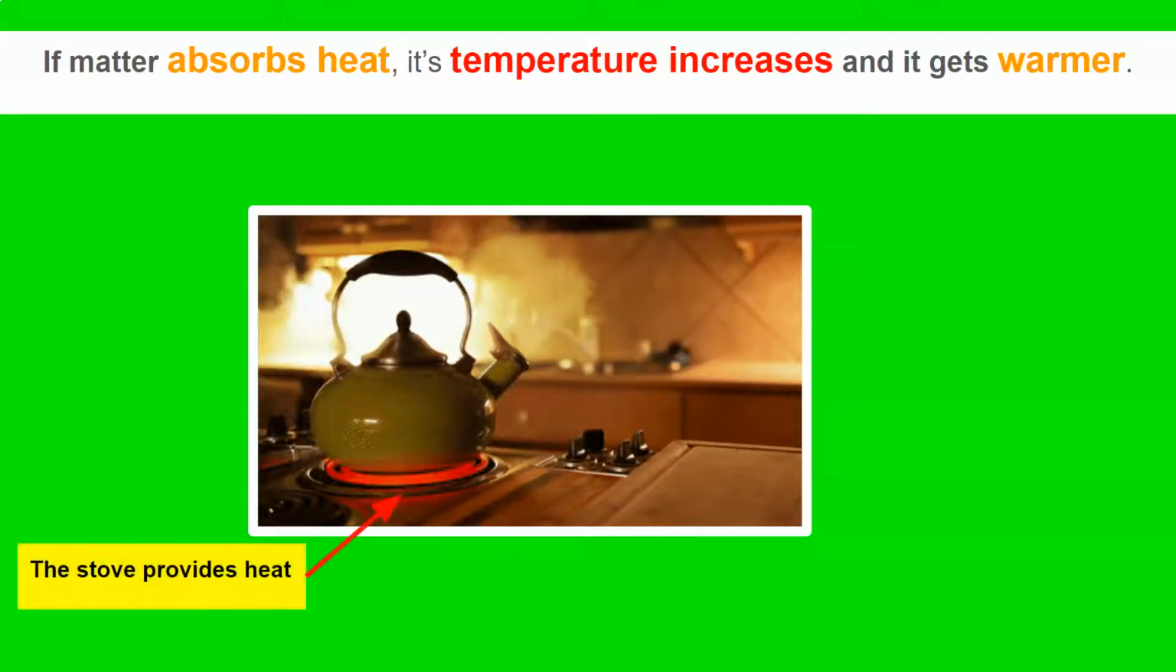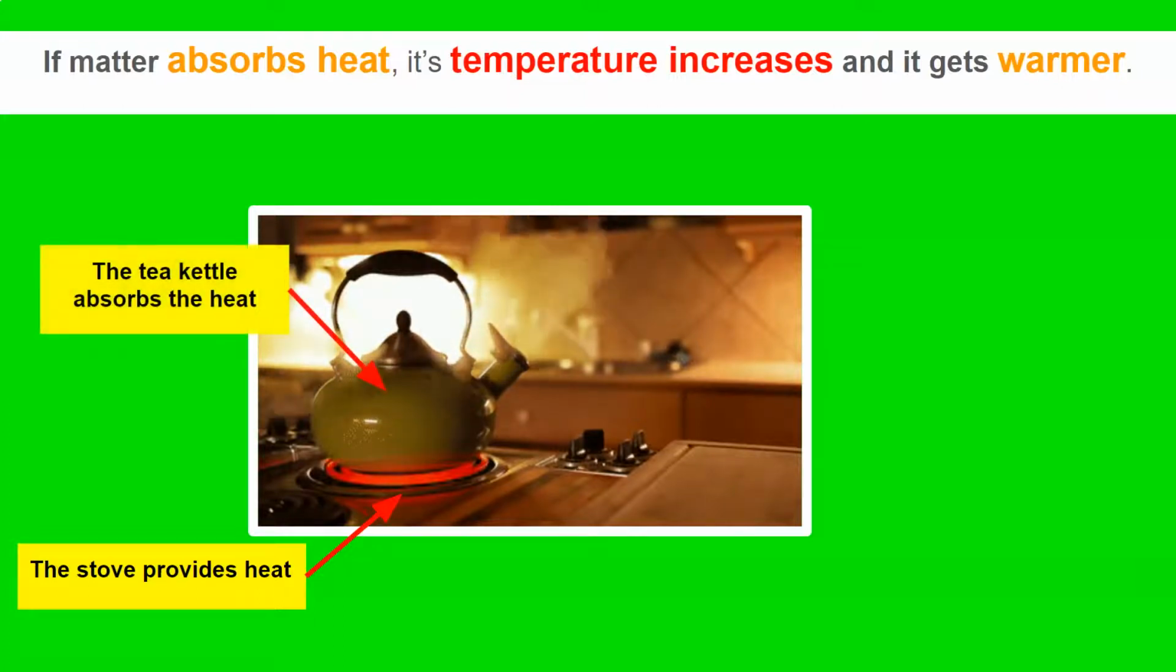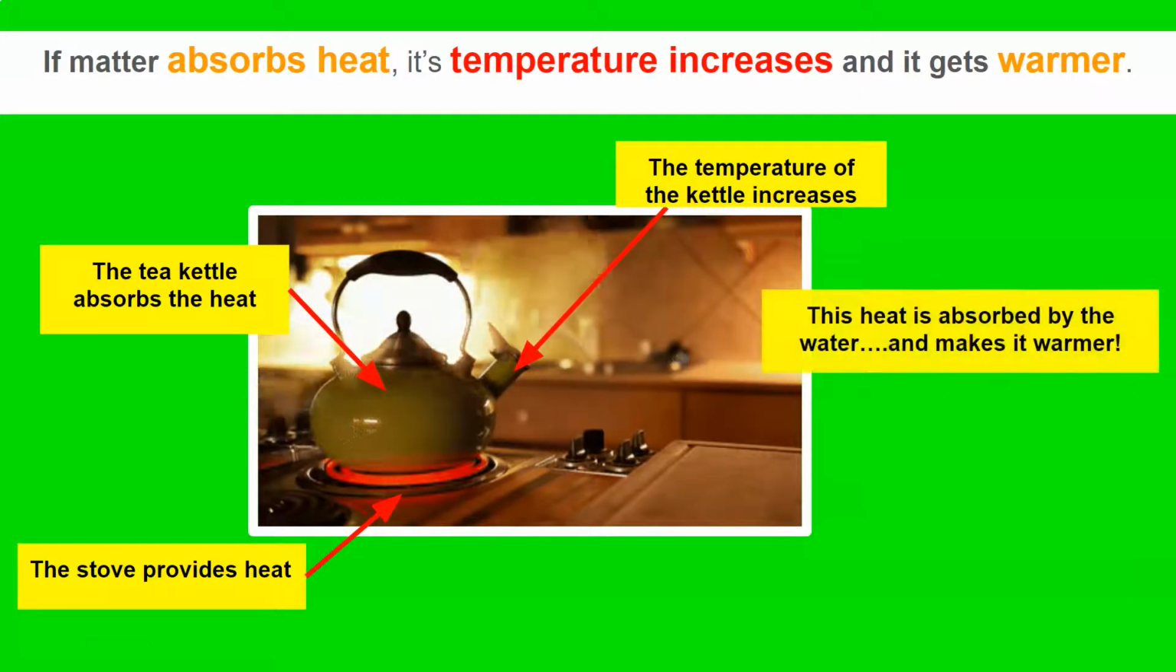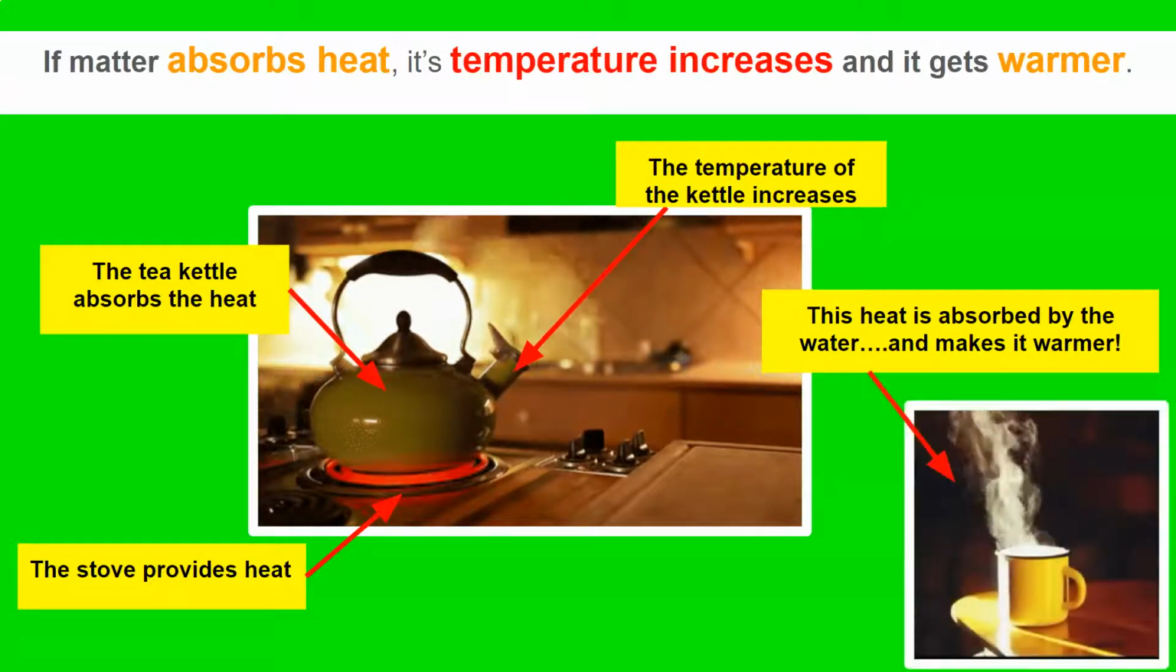So, how does this work? The stove provides the heat. The tea kettle absorbs the heat, and the temperature of the kettle increases. So the heat is absorbed by the water and makes it warmer. And you get a hot cup of tea, as you can see here.